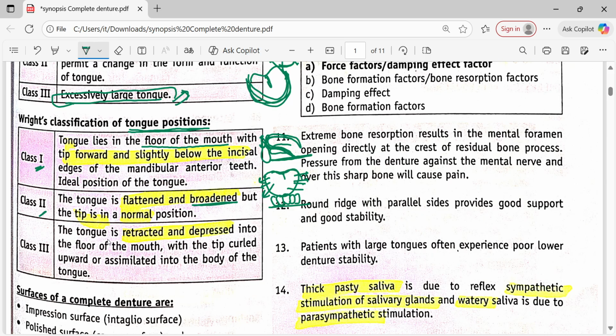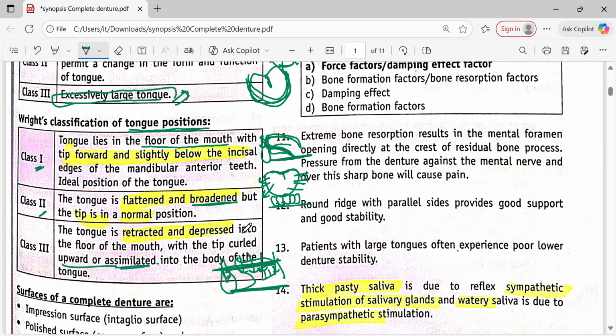In class 3, the tongue is restricted and depressed into the floor of the mouth with the tip curled upward. So again, this is your mandibular central incisor. Your tongue is in the floor of the mouth and the tip is slightly curled upward or assimilated into the body of the tongue. So this is the classification. Class 3 is a very low tongue. The level of the tongue is very low.